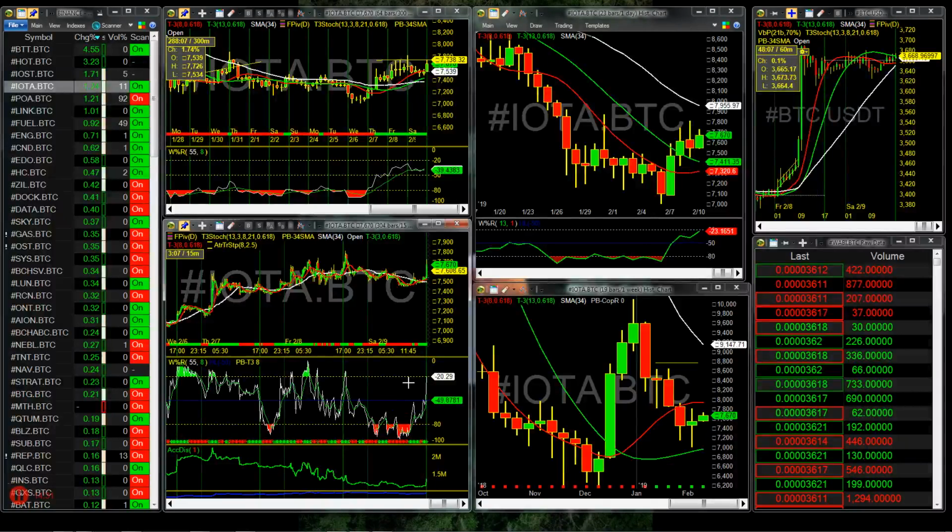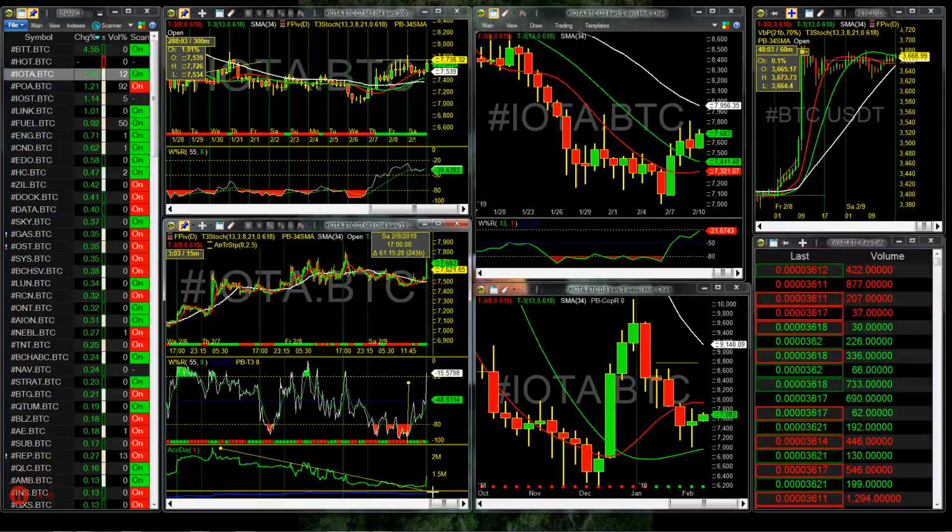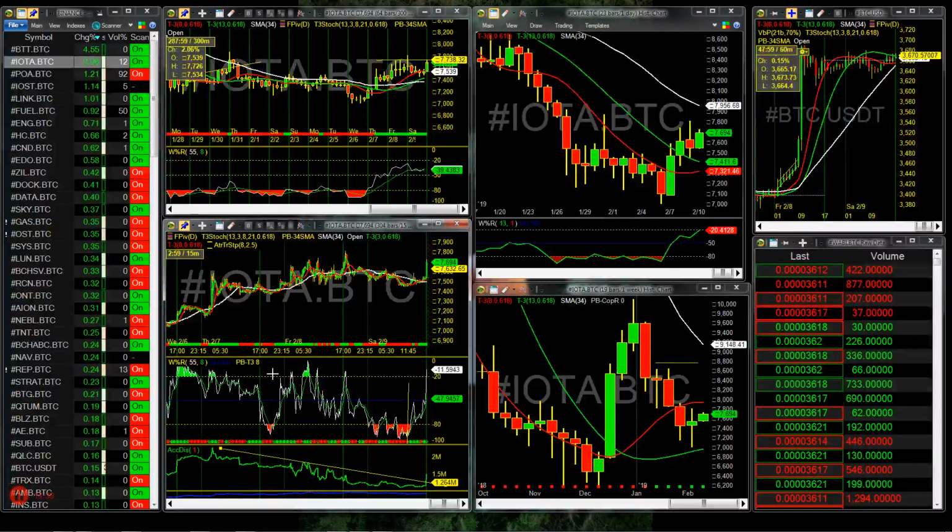You can see it coming out of oversold. You can see the trend line break in the accumulation, but it still needs to be confirmed by price. That's the whole thing, price.